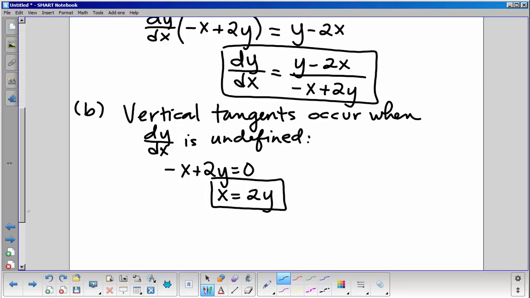All right, now, but this isn't the coordinates of the points. This is just a relationship between x and y. So what has to be true? Well, this has to be true, and the points have to be on the curve. Well, what is the curve equation?